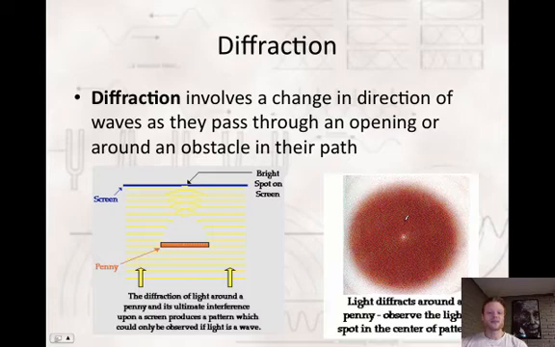Diffraction involves a change in direction of the waves as they pass through an opening or around an obstacle in their path. Honestly, we're going to spend a lot more time on diffraction later, so right now this is just a little taste of what it's about. In this picture below, this is a penny. A laser beam is being shot at this penny, and as the laser beam hits the penny, some of these light waves from the laser beam diffract around the edge of the penny.